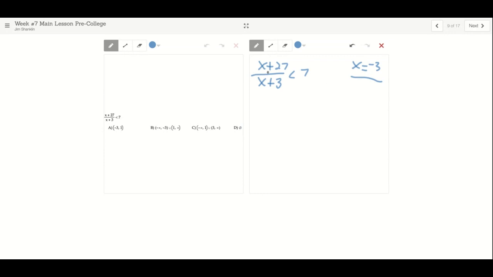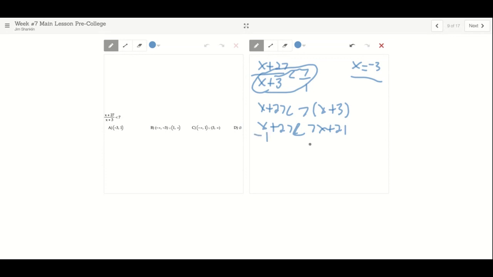And then I'm going to solve this. I'm going to cross multiply. So this is really 7 over 1, right? So I end up with x plus 27 is less than 7 times x plus 3. And I'm going to solve this. So that's x plus 27 is less than 7x plus 21.